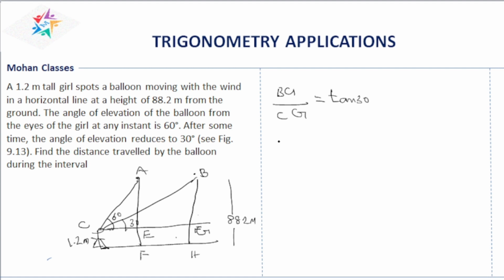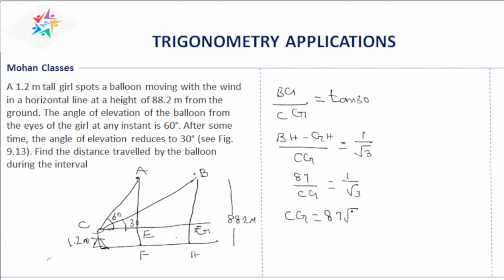So let me write BH minus GH divided by CG. What is tan 60? I mean tan 30 is 1 by root 3. So that is BH minus GH is equal to 87 by CG is equal to 1 by root 3. Therefore CG is equal to what? 87 root 3. It's clear?